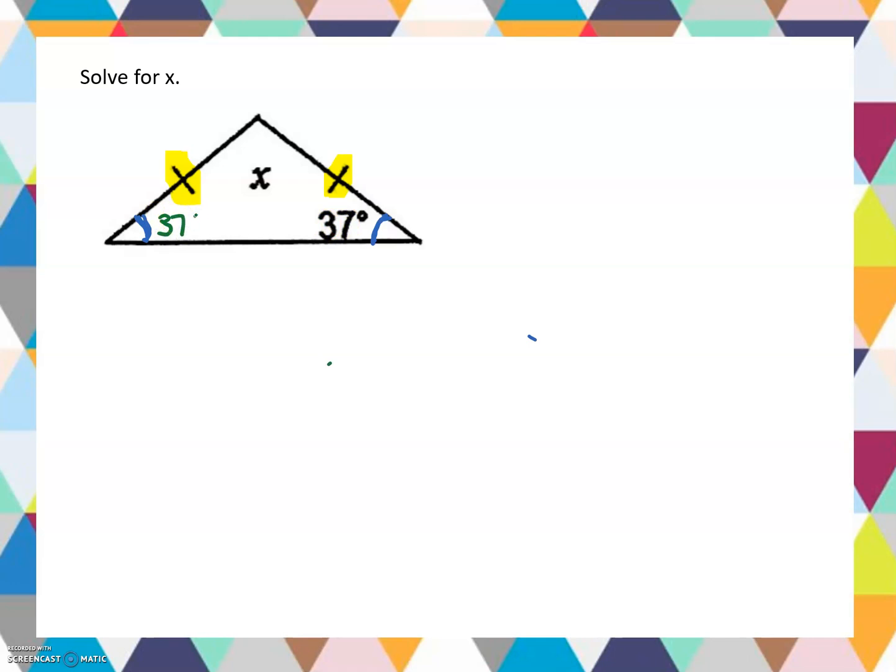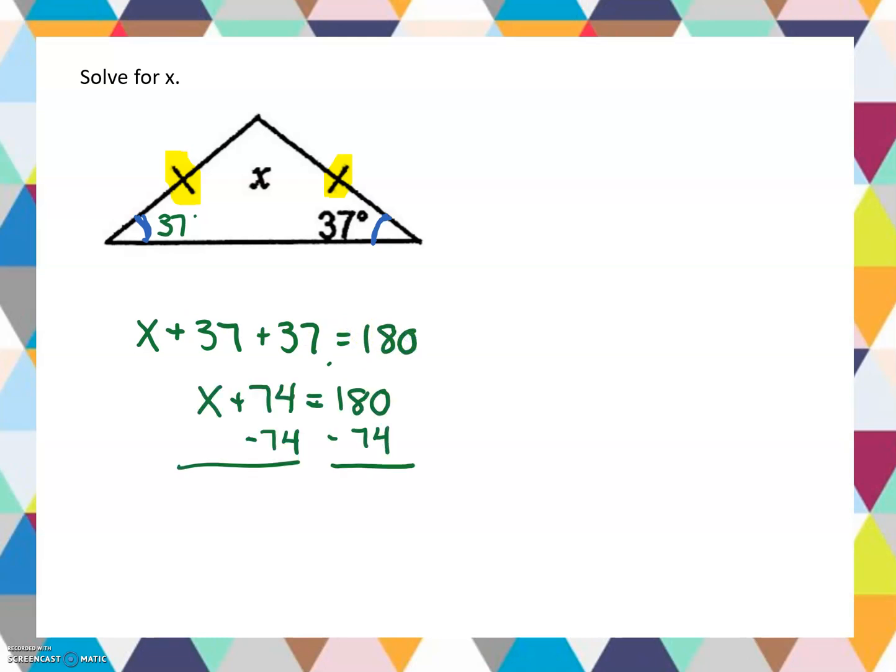right? And again, we know that the angles in a triangle all add up to 180 degrees. So we can set up a nice equation here. X plus 37 plus 37 equals 180. Right, and then you would combine like terms and go through your math, and you'd get an answer of x equals 106 degrees. All right, let's try one more.